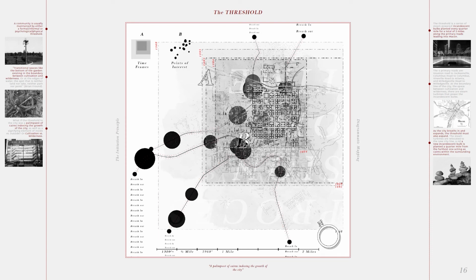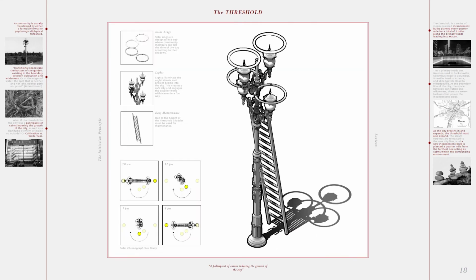A community is usually maintained by either a formal or an informal threshold. Brian Franz states that thresholds are transitional spaces, like the bottom of a garden, existing in the boundary between cultivation and wilderness. The threshold is a series of cairns located at the boundary of the city along 4 primary roads. As the city breathes in and then expands, a new threshold is placed every quarter mile. This indexes a palimpsest of lights over time.